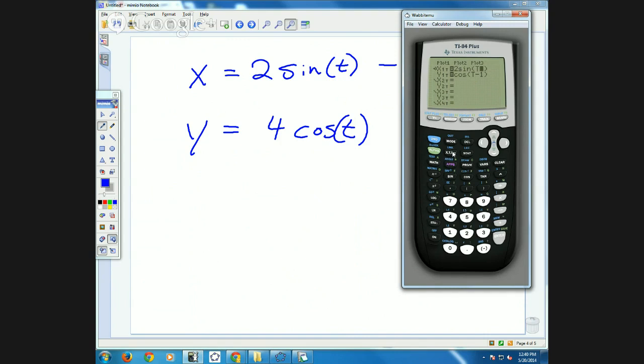And make sure you use parentheses properly. What did you say? Why was it 4 cosine t? I meant 2 sine t minus 1, right? Yeah, there's a minus 1 after the sine.